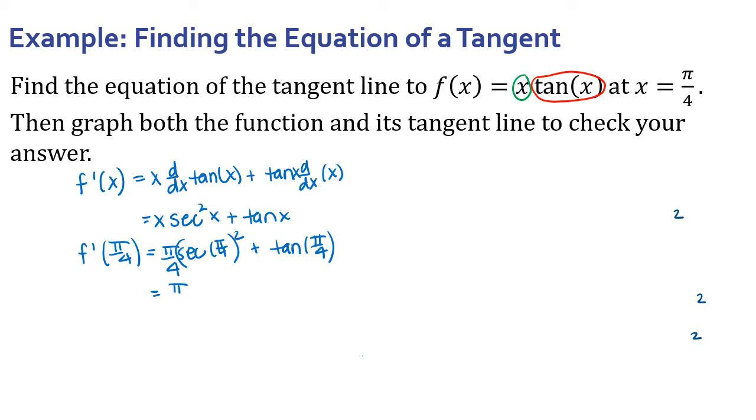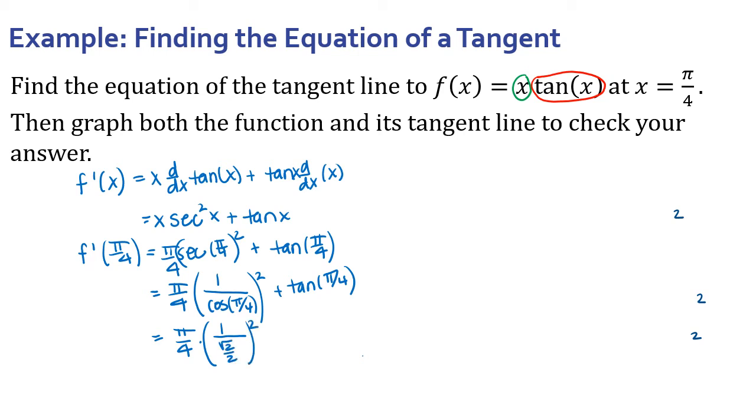So that's going to give me pi over 4 times, so the secant of pi over 4 squared is the same thing as 1 over the cosine of pi over 4 squared, plus the tangent of pi over 4. The cosine of pi over 4 is root 2 over 2. The tangent of pi over 4 is 1.